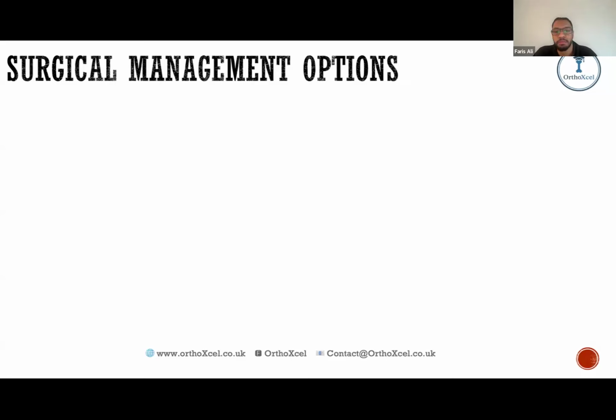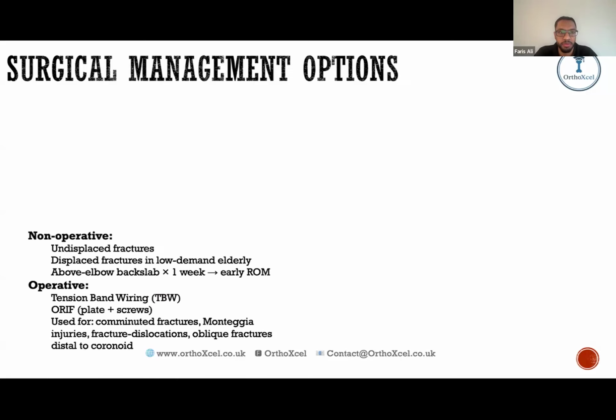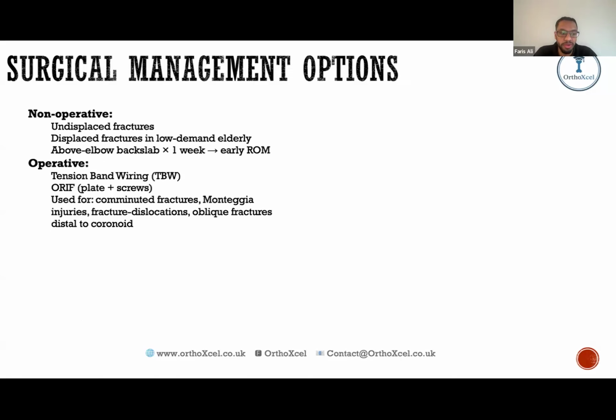Because especially with these elbow olecranon fractures, there's always a chance that you can treat them non-operatively in the elderly population, depending on whether it's a high demand or a low demand patient. So always remember to mention non-operative management. Non-operative management is for undisplaced fractures and displaced fractures in the low demand elderly population, for example above the age of 75. Give them an above elbow back slab for about 1 week, see him in clinic, take him off the cast, and begin early range of motion to prevent elbow stiffness.